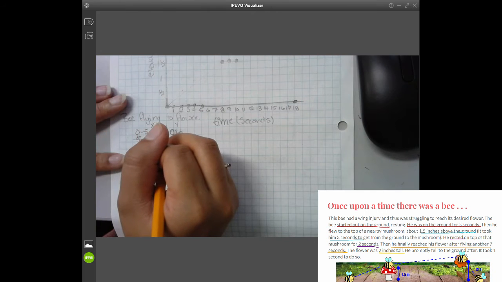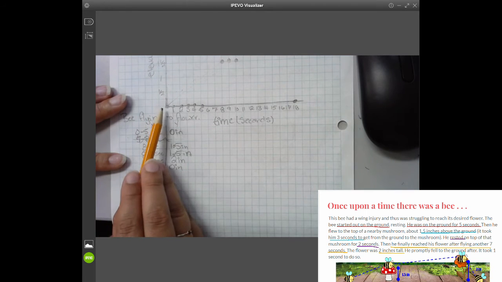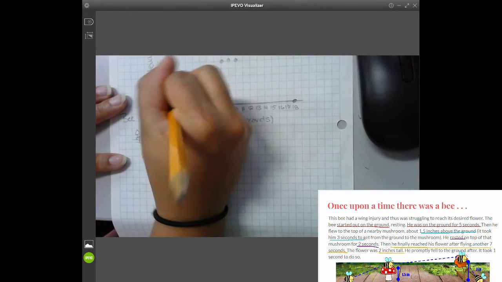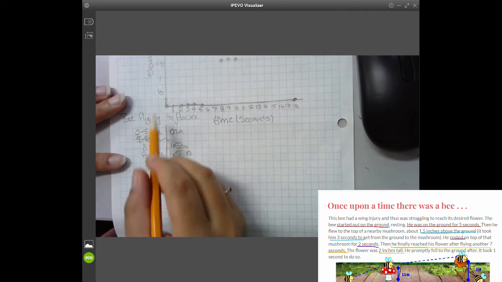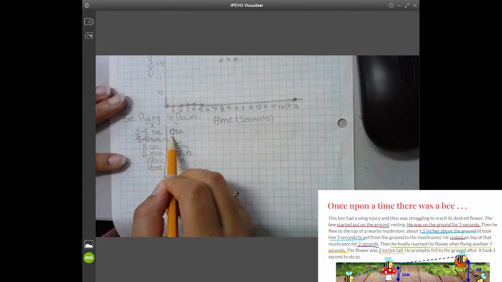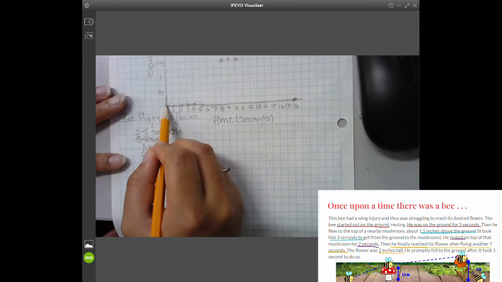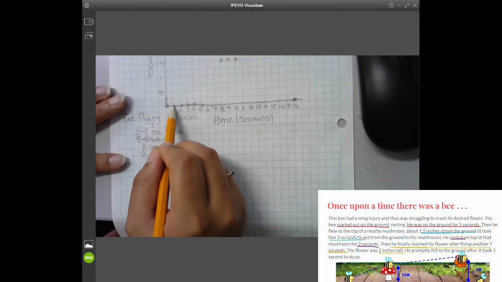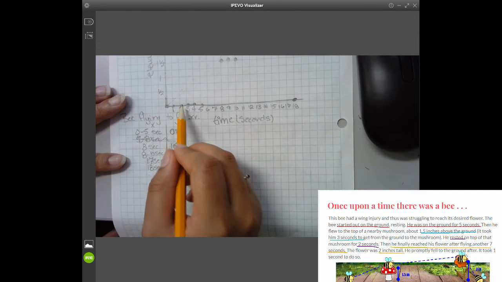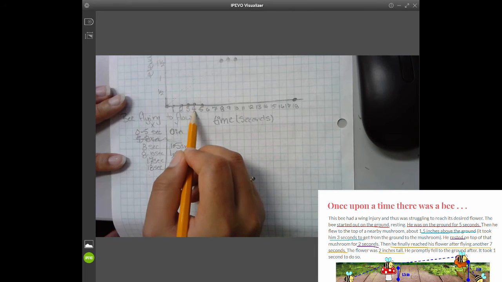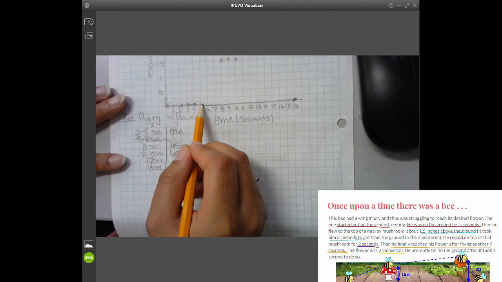And so I'm just going to go through and graph this. And I already kind of did, just to give you guys a little bit of a head start. So it says from 0 to 5 seconds, he's 0 inches tall. So at 0 seconds, he doesn't go up at all. He's not a half inch, he's not a quarter inch, he's 0 inches tall. At 1 second, still 0 inches. 2 seconds, still 0 inches. 3 seconds, 4 seconds, 5 seconds, still 0 inches.